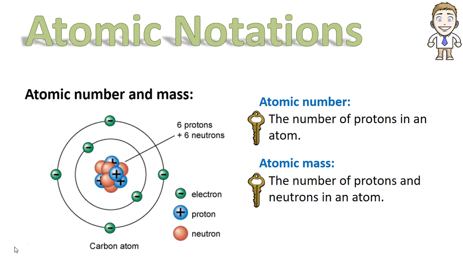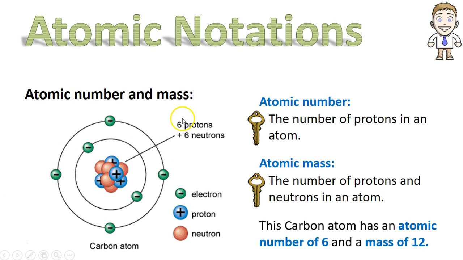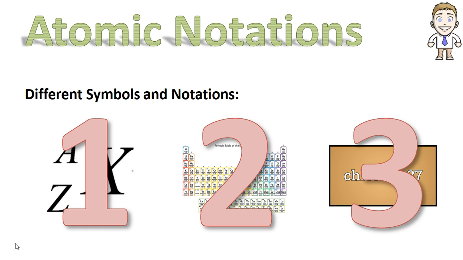And both of those definitions make up our first key idea for the video. Let's apply those two ideas to the atom you see on the left. Its atomic number, if it has 6 protons, is 6. And the mass, which is protons plus neutrons, 6 plus 6, gives us a mass of 12.